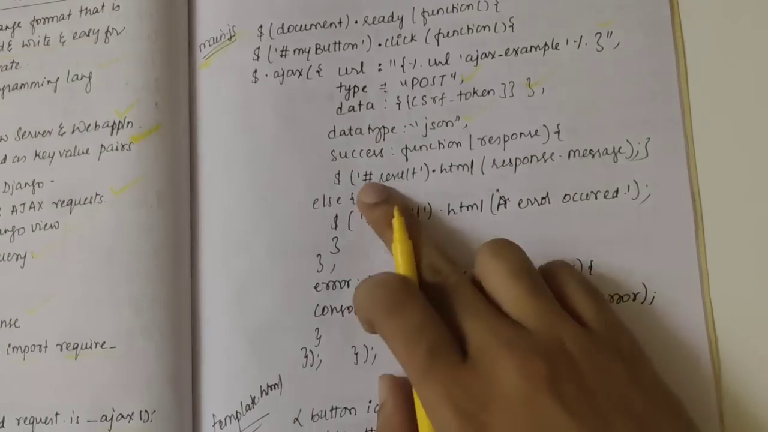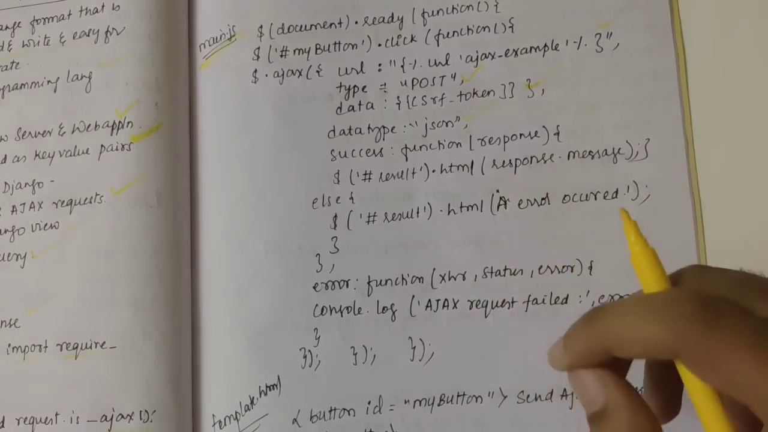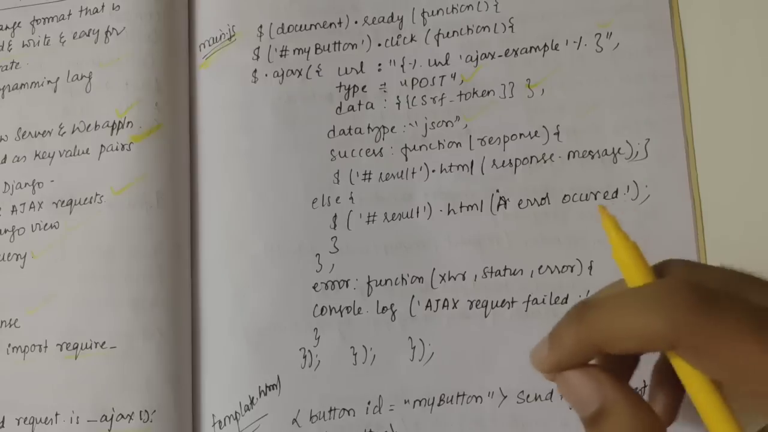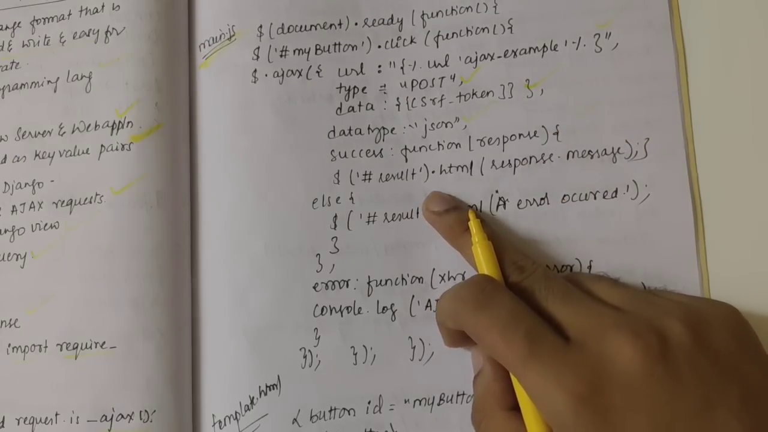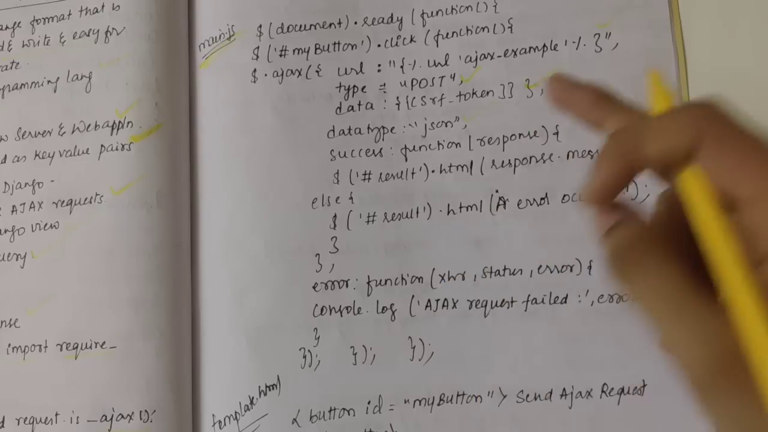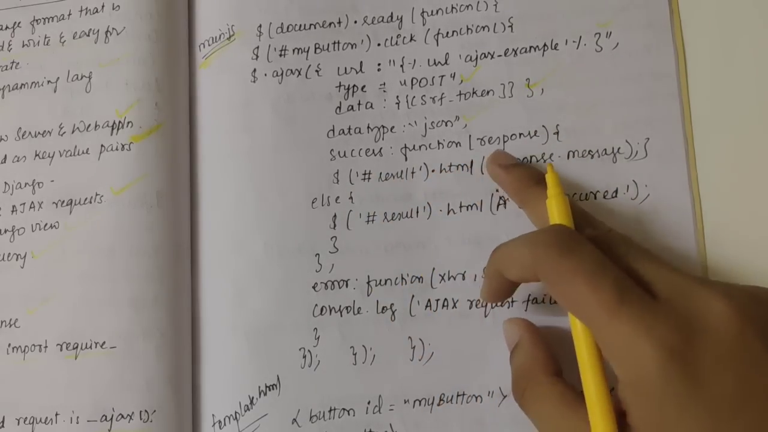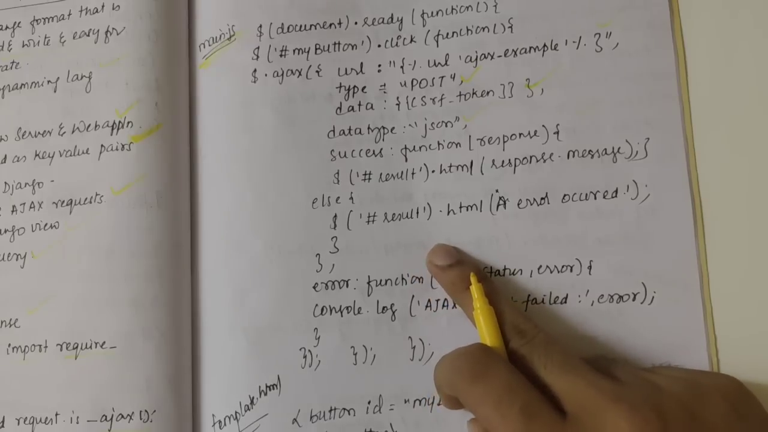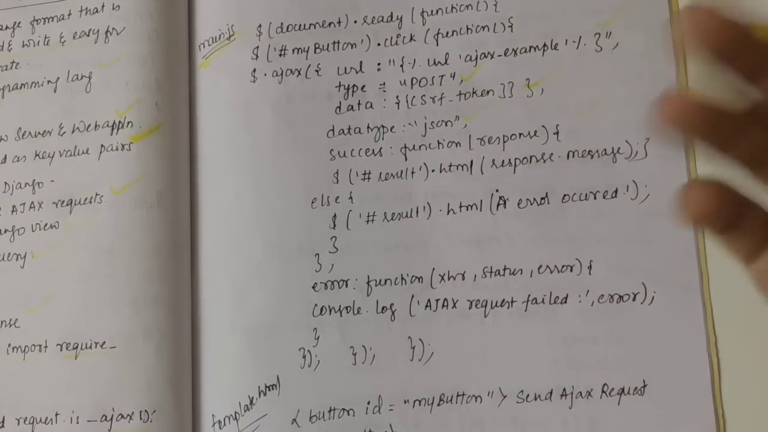successful. Then I have result.html response.message, that is I am checking if the server response has success status. Then in this I'll be updating the HTML content of the element result with the message from the server. And next I have the else part. In the else part, if the response is not success, we have to display the result as error has occurred.